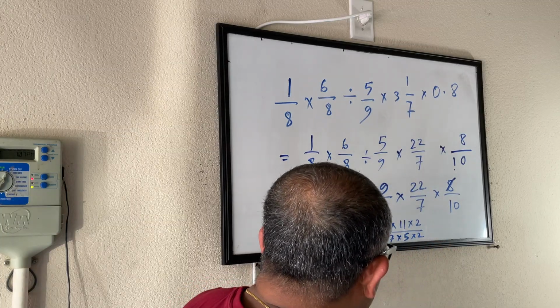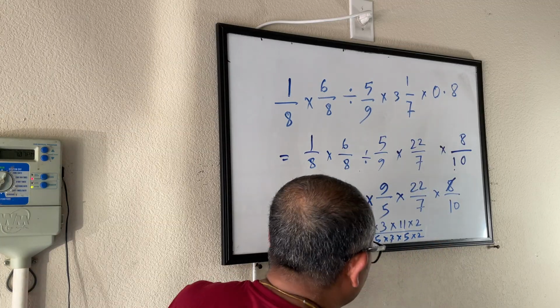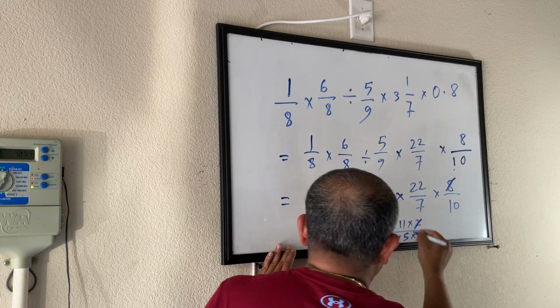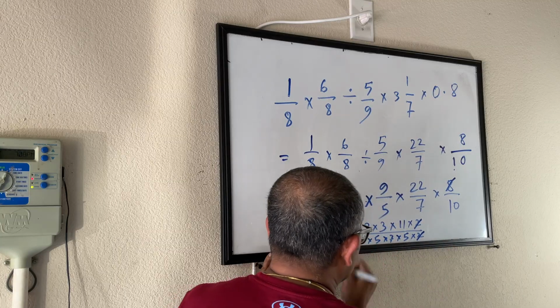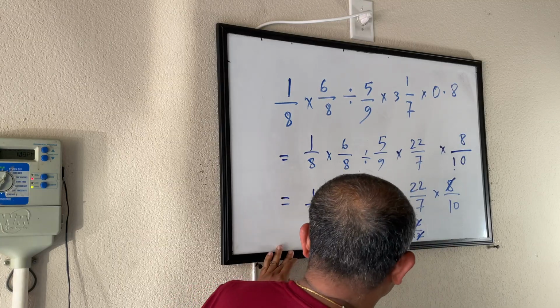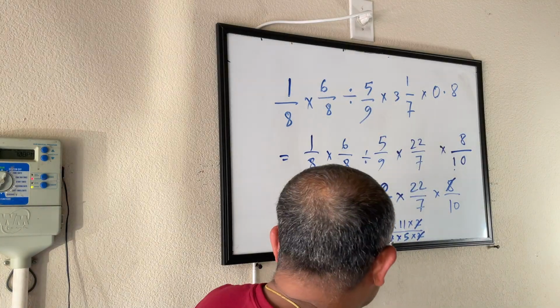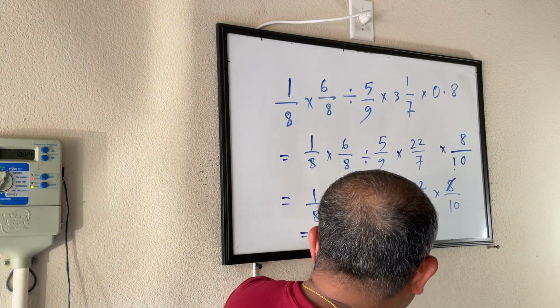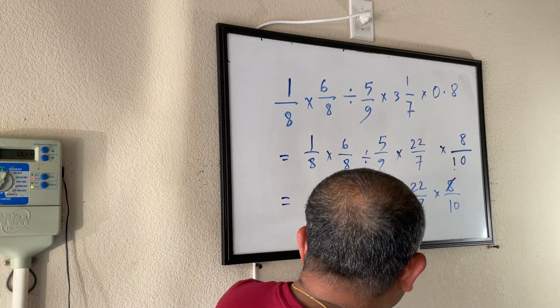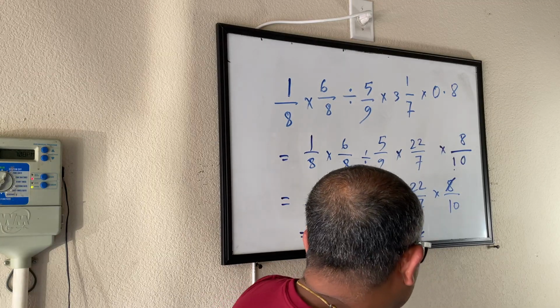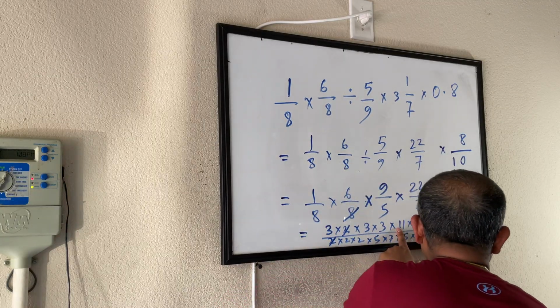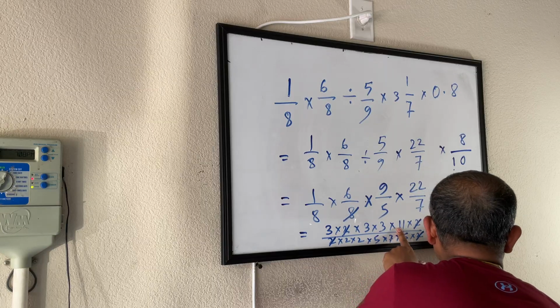Let's see how much more opportunity we have. This 2 and this 2, tic-tac-toe. This 2 and this 2, tic-tac-toe. That's it? I think that's it. Yeah? So what do I have here? 3 into 3 into 3 into 11. So 3 3s are 9, 3 9s are 27, into 11. 27 times 11 becomes 297.